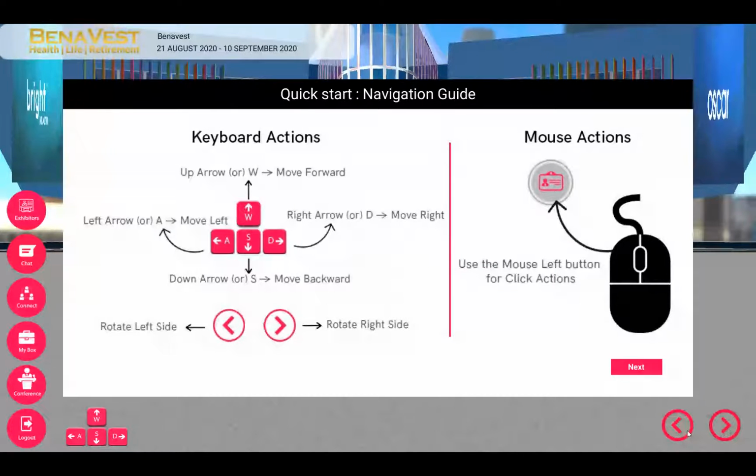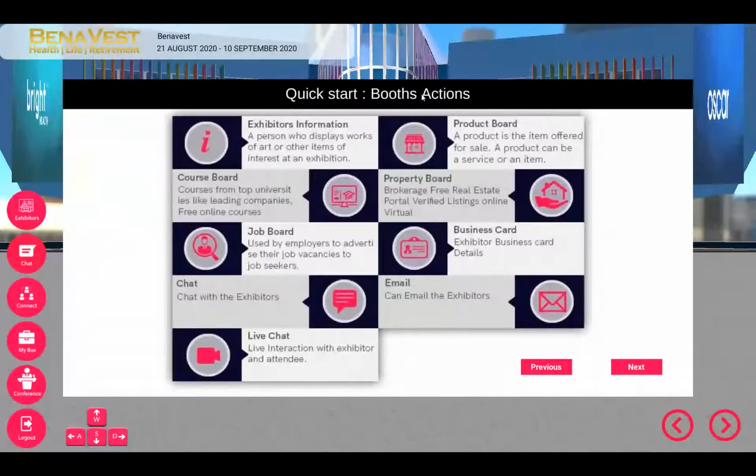Then you're going to see what's available inside of the booth. Inside of the booth, you'll be able to chat with the different exhibitors, AKA carriers and Benavest representatives. You'll be able to email them. You'll be able to see their contact information with their business cards, and you'll be able to gather different product information. You'll be able to view their videos, download their PDFs, view their images, all of that inside of each booth.